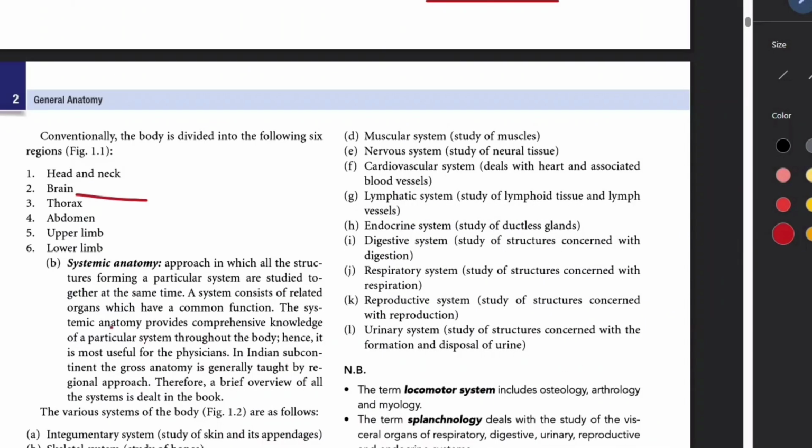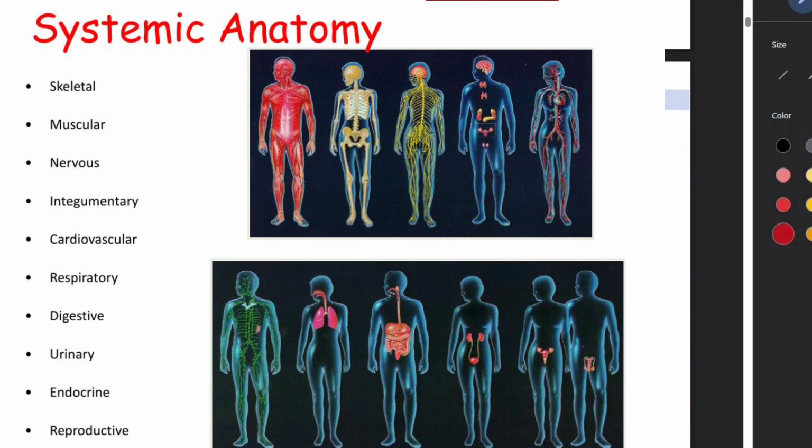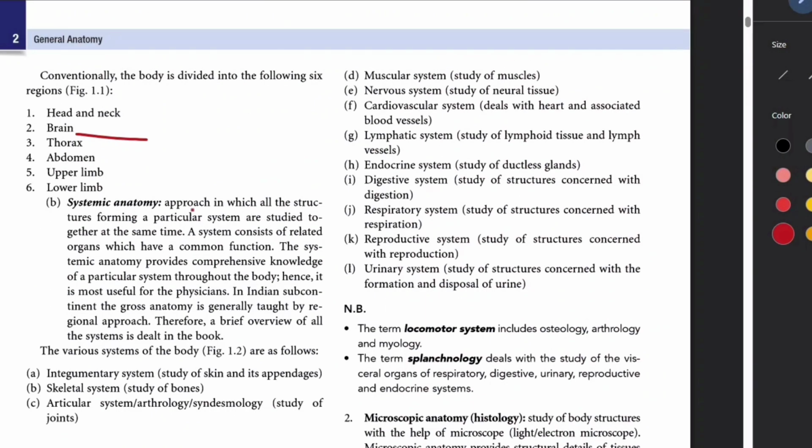And what is systemic anatomy basically? We are studying the systems. There are several systems in the body: integumentary, muscular, nervous, cardiovascular, lymphatic, endocrine, digestive, respiratory, reproductive and urinary systems. The definition says systemic anatomy is the approach in which all the structures forming a particular system are studied and gathered at the same time. So we study the whole system at the same time.